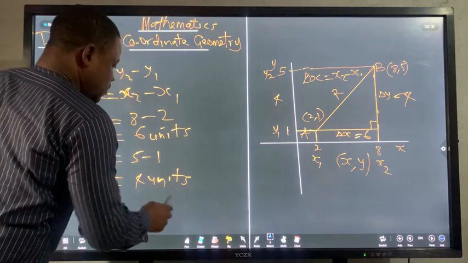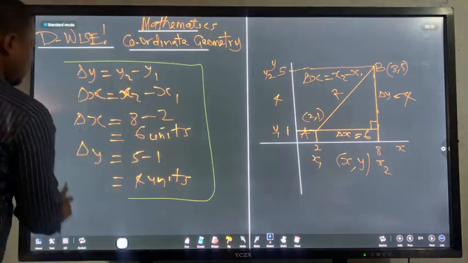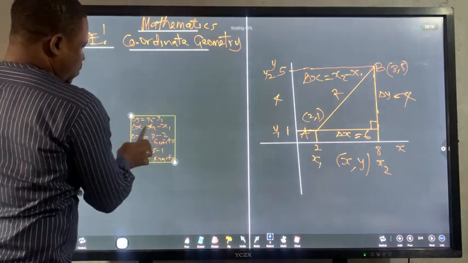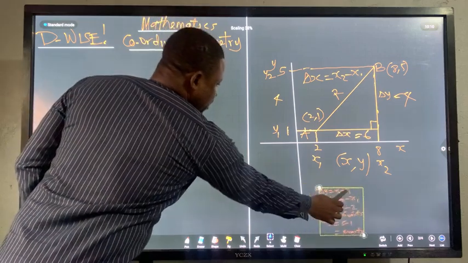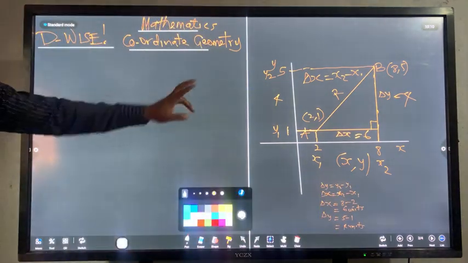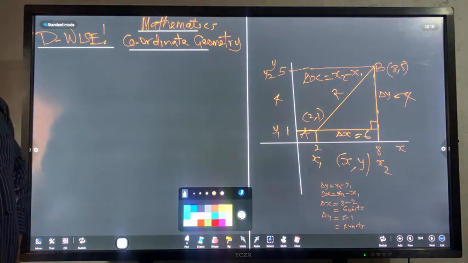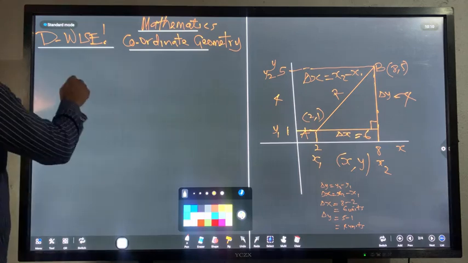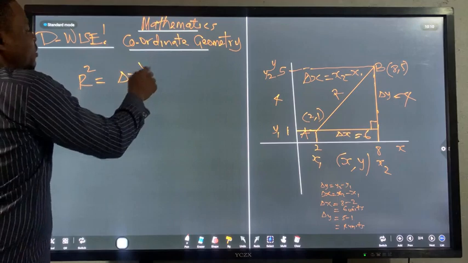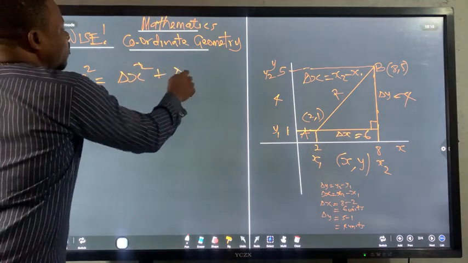Let me try something else. Very quickly, I should find a space for you. I hope I can. Okay. Let's get back there. What is the formula for calculating a right angle triangle? The hypotenuse is going to be, R squared is going to be change in x squared plus change in y squared.